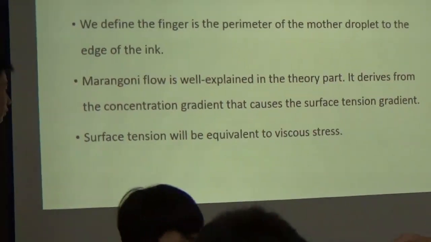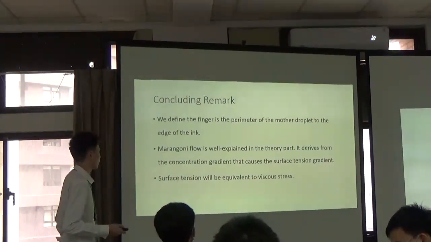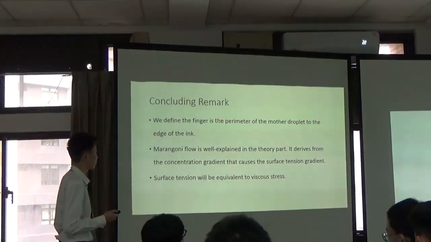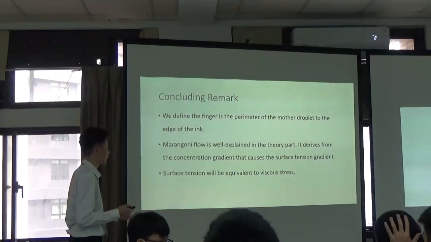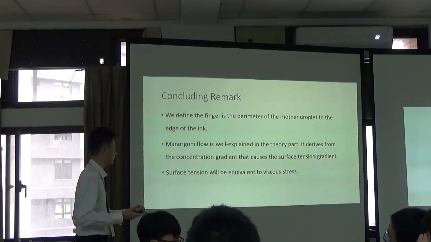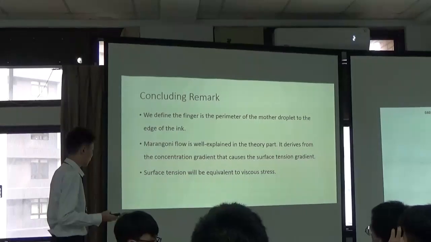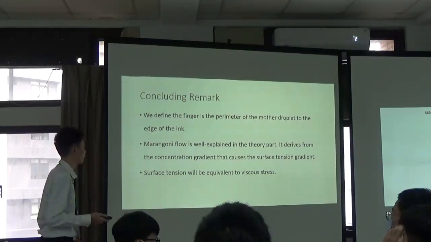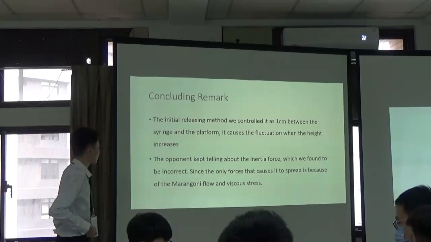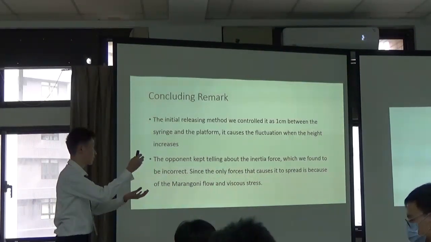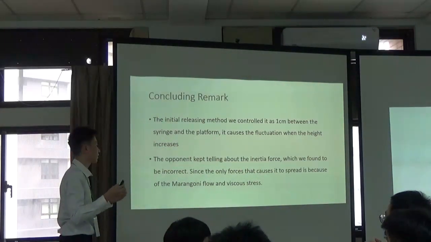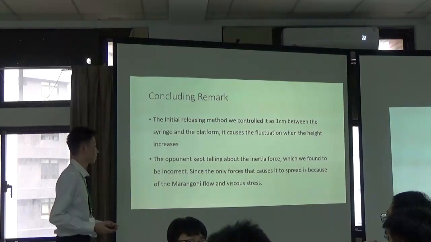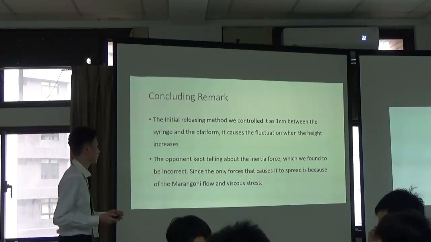Concluding remark. Hello, honorable juries and fellow competitors. This is the concluding remark from Timmy Silver. First of all, we define the fingers as the perimeter from the mother drop to the edge of the fingers. And Marangoni flow is well explained in the theory part, that it is derived from the concentration gradient, which will cause the surface tension gradient, and the surface tension will be equivalent to viscous stress. Also, the initial releasing method we control at 1 centimeter on top of the diluted acrylic paint is because we want to avoid environmental disturbance, and it would also cause fluctuation when the height decreases.